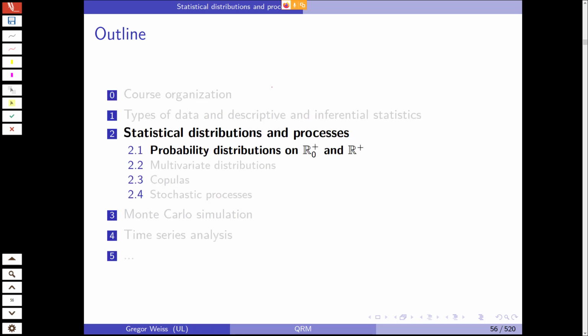We'll start with very simple probability distributions on the real line and then move on to multivariate distributions before talking a little bit about copulas. Copulas being basically the mathematical instruments with which we can glue together univariate probability distributions and come up with multivariate distributions. And then in the time domain, we'll be looking at stochastic processes.